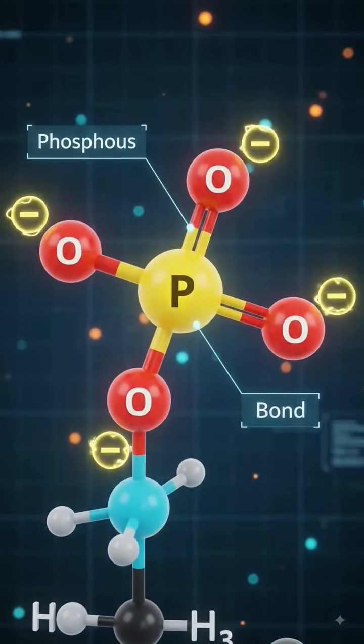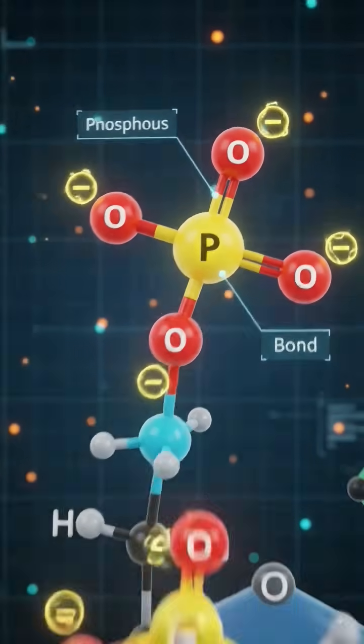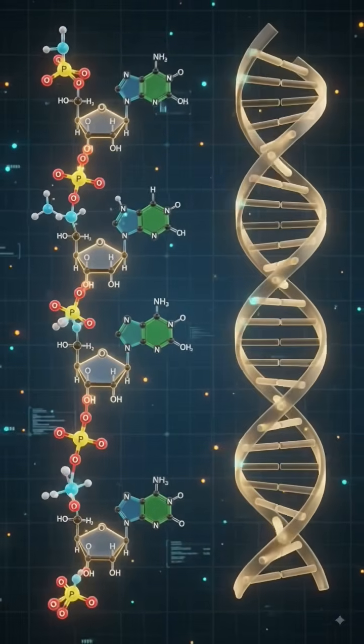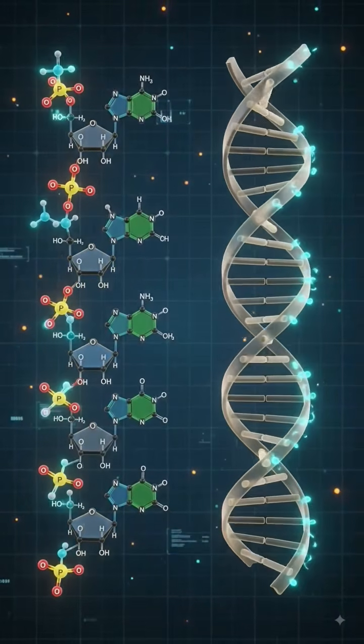The phosphate group is key, composed of phosphorus and oxygen. It locks these molecules together. This creates the sturdy backbone of DNA and RNA.